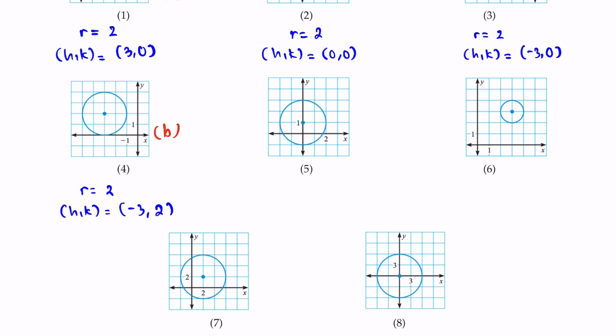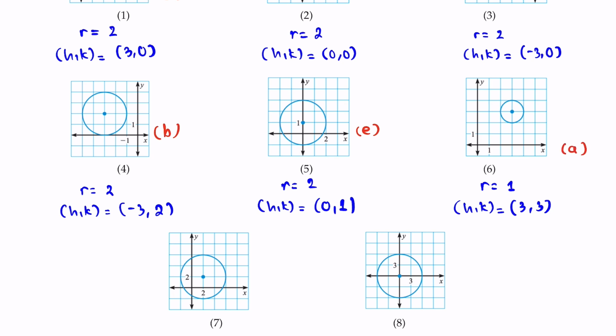For number 5, what is the radius? 2. What is the center? 0, 1. Good. What is the choice? E, yes. Number 6, what is the radius? 1. What is the center? 3, 3, yes. And the choice is? A.